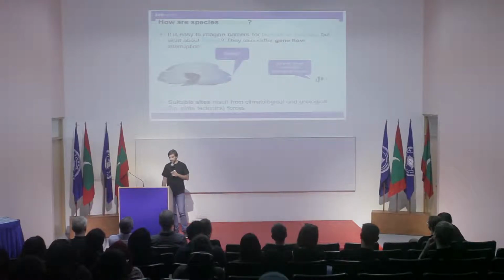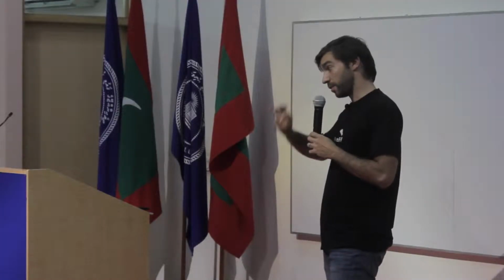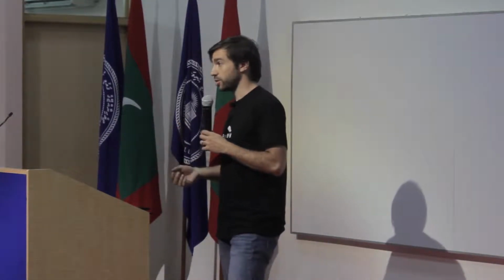It's easy to imagine this barrier for terrestrial species, right? But then we tend to think fishes can go everywhere. It's very hard to understand this barrier for fishes and marine species, but they also suffer interruptions in gene flow. And it's all related to suitable sites. These barriers, or these interruptions of gene flow, are really related to suitable sites. And these suitable sites are formed by geological and climatological processes.